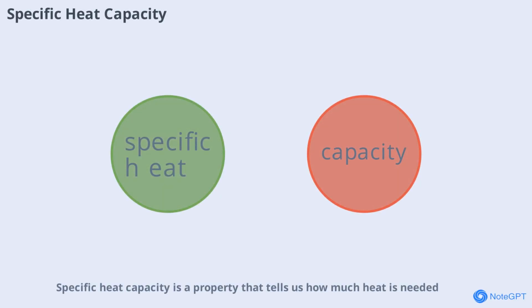Specific heat capacity is a property that tells us how much heat is needed to raise the temperature of 1 kilogram of a substance by 1 degree Celsius. Different materials have different specific heat capacities, which explains why some objects heat up faster than others. For example, water has a high specific heat capacity, making it slow to heat or cool, which is why it's used in cooling systems.